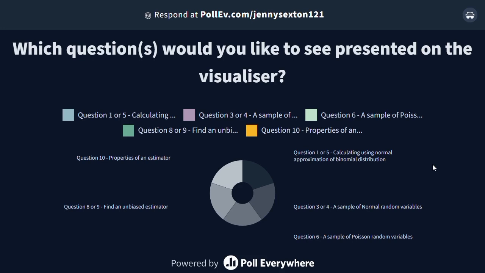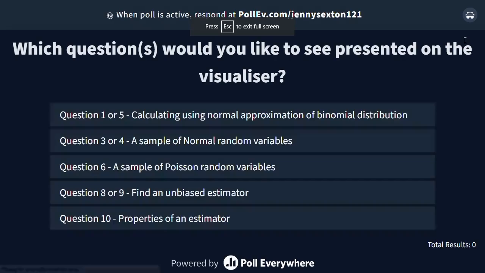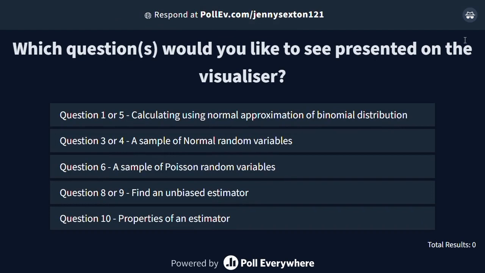So the options are, I've put question 1 and question 5 together. So let me just look at the full description. I've put 1 and 5 together because they're both about calculating using the normal approximation for the binomial distribution. I put question 3 and 4 together because they're both about a sample of normal random variables. Question 6, which is a sample of Poisson random variables. 8 or 9, which is sort of moving into your next topic, which is about unbiased estimators. And question 10, which is about the properties of a proposed estimator.